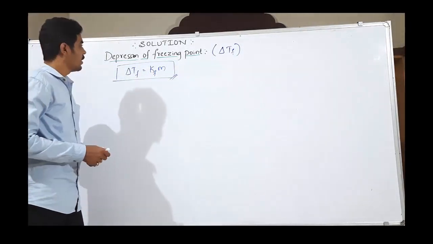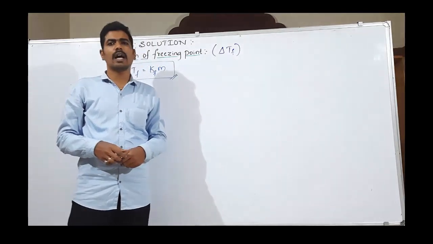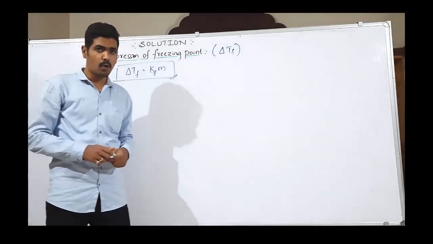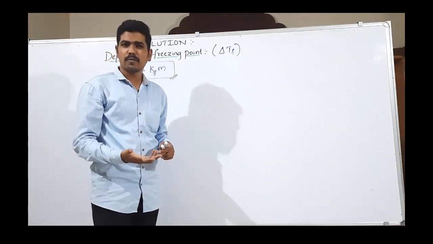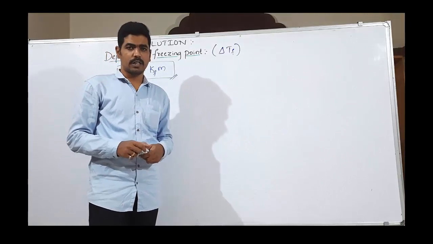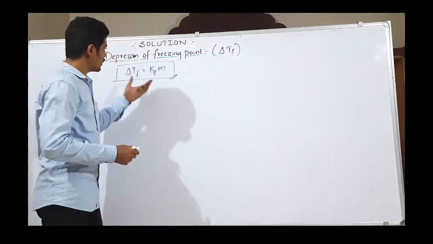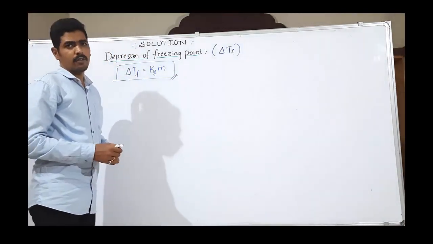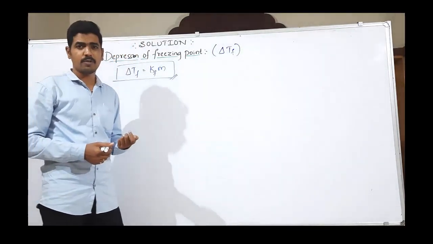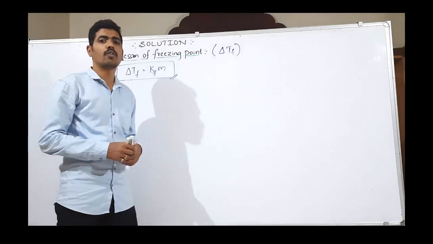Now if in the problems they have given the mass of solute and mass of solvent and asked to calculate the depression of freezing point upon addition of 1 gram of solute, 2 grams of solute, or any amount of solute in the particular solvent, in such conditions we need to use some other form of this equation. Now we will derive the formula which is used to calculate the molar mass of the solute or the depression of freezing point when they have given the mass of the solute and solvent.